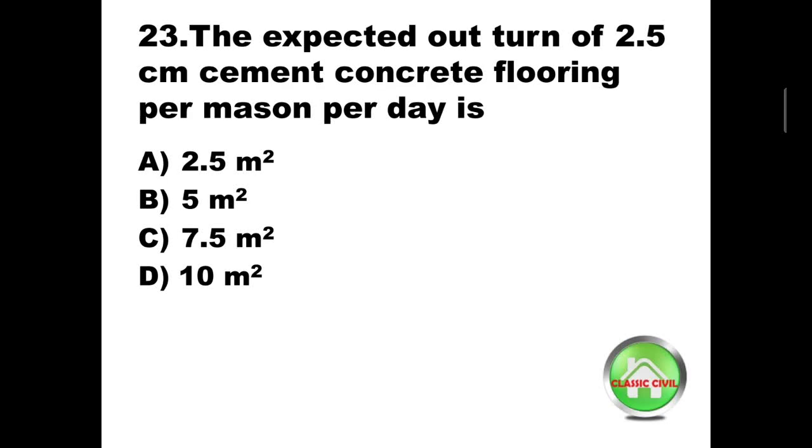Question number 23. The expected outturn of 2.5 cm cement concrete flooring per mason per day is option A 2.5 m², option B 5 m², option C 7.5 m², option D 10 m². The answer is option C, 7.5 m².